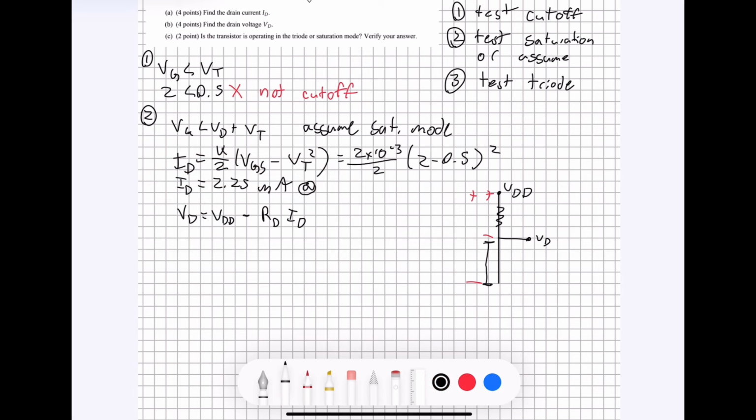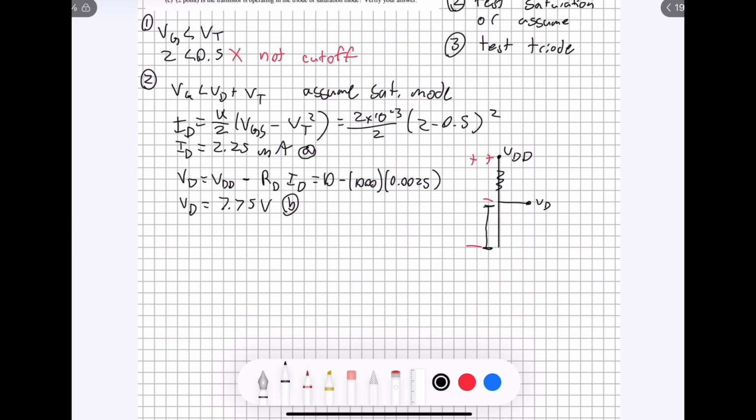So plugging in values, we're going to get 10 minus 1000 ohms times 0.025 because it's in milliamps. And if we solve that out, we're going to get VD is equal to 7.75 volts. And this is going to be our answer for B if we are correct about this being in the saturation region. Now we have a value for VD. We're actually able to go back to this inequality that we have up here and plug everything back in to see if this inequality is correct.